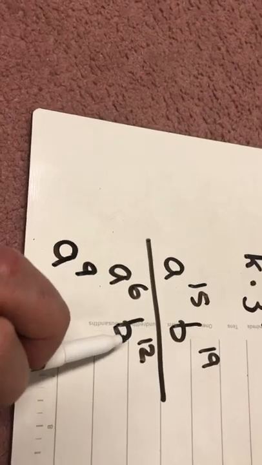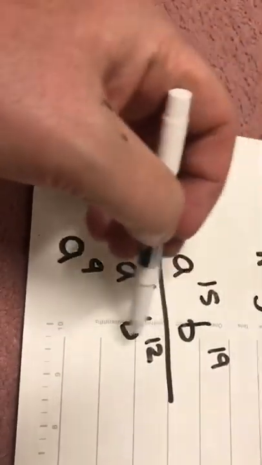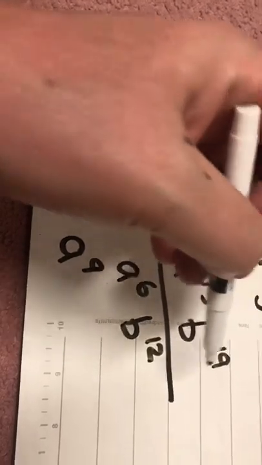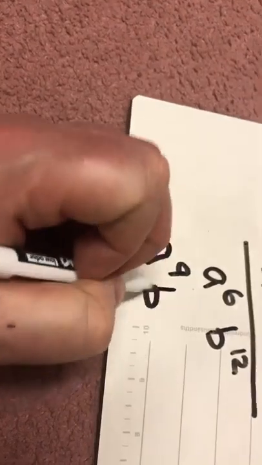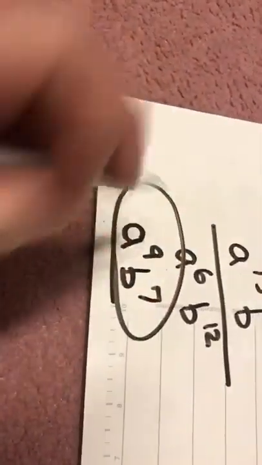B to the power of 19 divided by b to the power of 12. Same base number, b. So all I've got to do is do 19 minus 12. Well, 19 minus 12 is 7. So this is a to the power of 9, b to the power of 7. And that's my final answer.